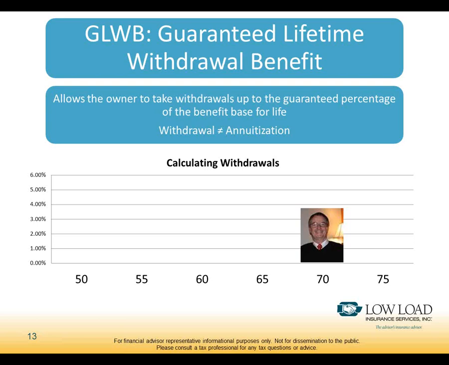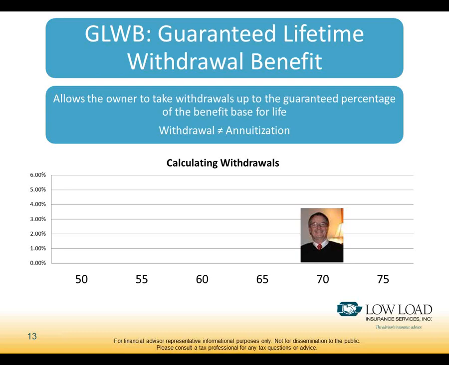With this rider, it's very important to understand that it is a withdrawal benefit. So we're actually going to withdraw money out of the annuity. We are not annuitizing the annuity. When you annuitize an annuity, you are handing over the money to the insurance company, and in return you receive a monthly income from that annuity. It's like buying an immediate annuity. But this rider is a withdrawal benefit, so we're able to withdraw money out of the annuity.